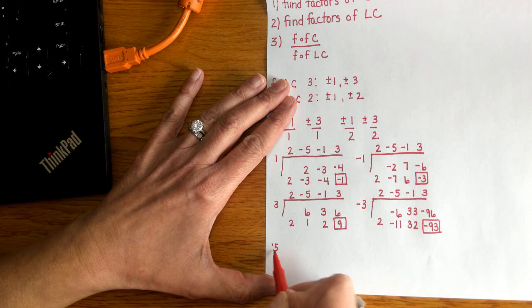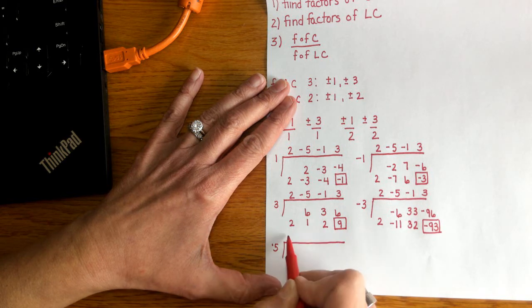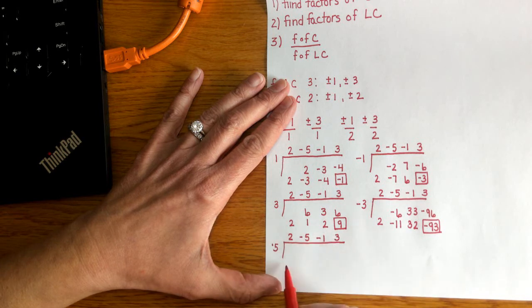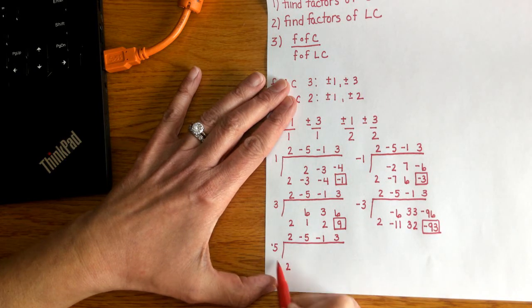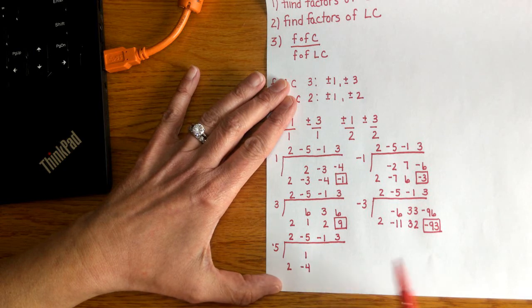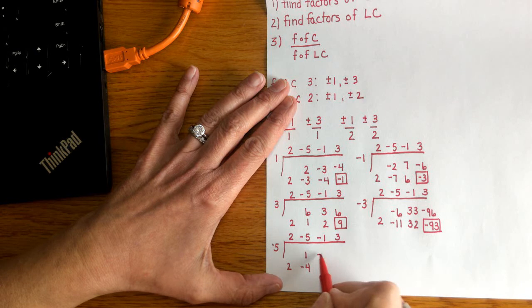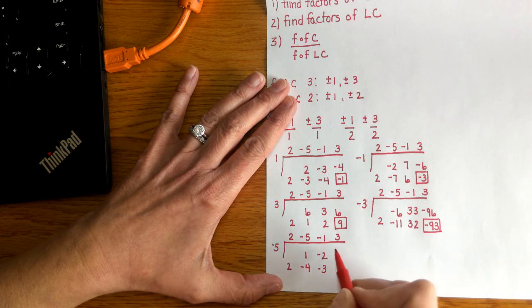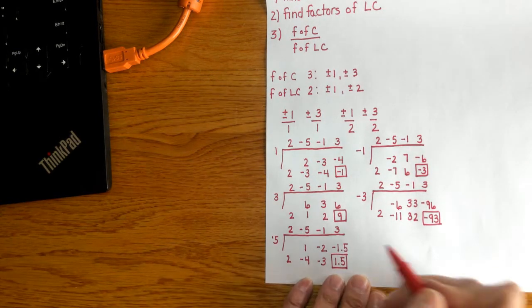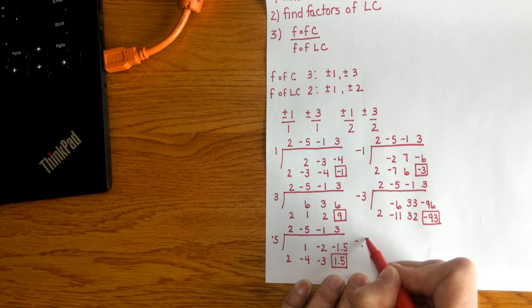Of course, I don't have a calculator, so let's see. 2, negative 5, negative 1, and 3. So I'm going to drop my 2. Half of 2 is 1. That would be negative 4. Half of negative 4 is negative 2. So that would be negative 3. Half of negative 3 is negative 1.5. So my remainder is 1.5. That didn't work. Alright, so we're going to try negative 0.5.